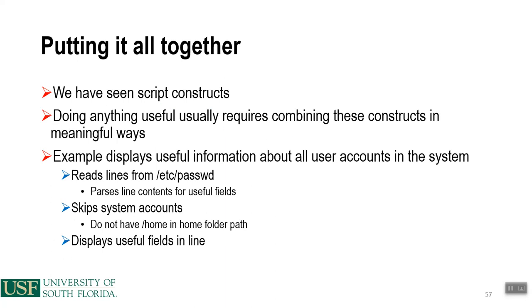So now we've seen all of the different types of script constructs. We've talked about variables, we've talked about different commands, we've talked about loops, we've talked about conditionals, and so on. And doing anything useful usually means that you have to combine these constructs in meaningful ways. So the example displays useful information on all user accounts in the system. It reads lines from a particular file, it parses the line contents for useful fields, skips system accounts, and then displays the useful fields in line.